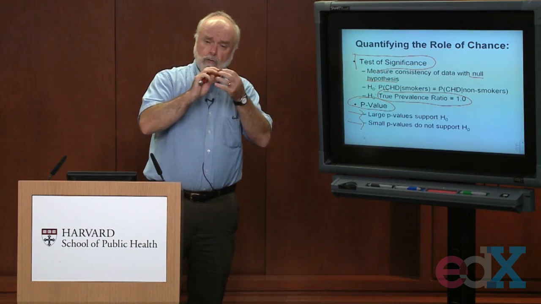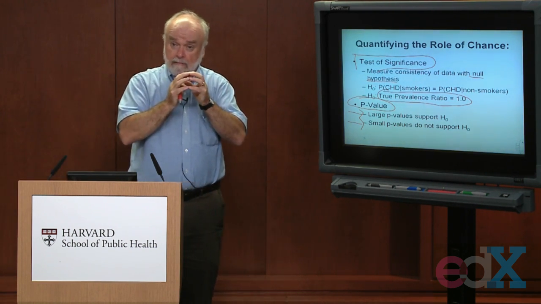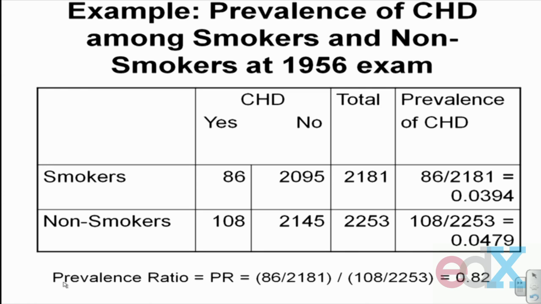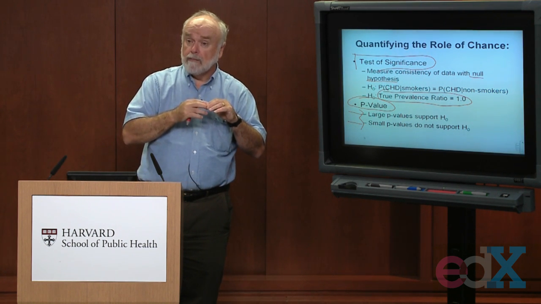It's trying to tell us whether that prevalence ratio 0.82 that we observed in our data set, based on the smokers having a prevalence of 4% and the non-smokers having a prevalence of 5%, prevalence ratio around 0.8, is just a chance finding when the true null hypothesis is of no association. I'll show you the result of that test of significance in a minute.